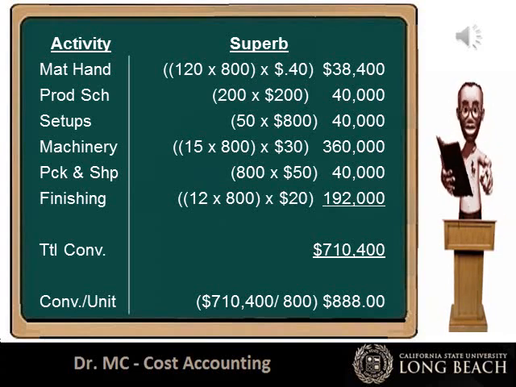The total conversion costs applied to all of the superb items is $710,400, and when you divide that figure by the 800 superb units, you get a conversion cost of $888 per superb unit.